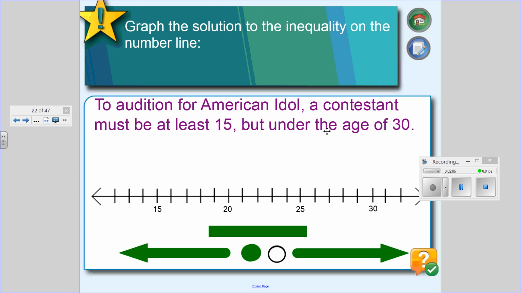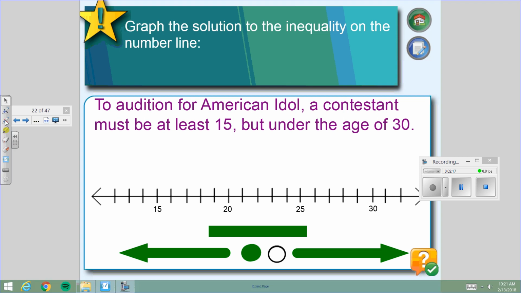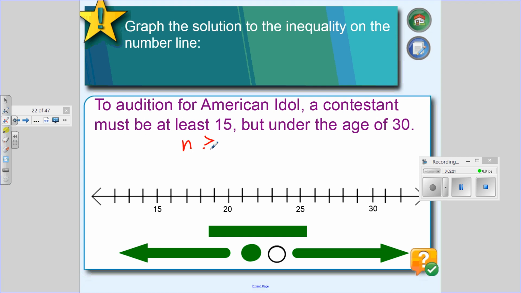So let's see. Think about some values of ages that could satisfy the two constraints of the inequality. So if I make this algebraic, it looks something like this. N must be at least 15, greater than or equal to 15, but under the age of 30. And even though I'm using the word but under, you should probably say and. So to qualify to try out for American Idol, you must be at least 15 and under 30.